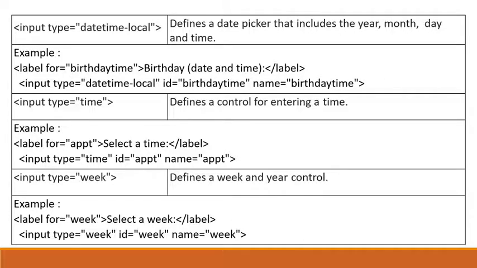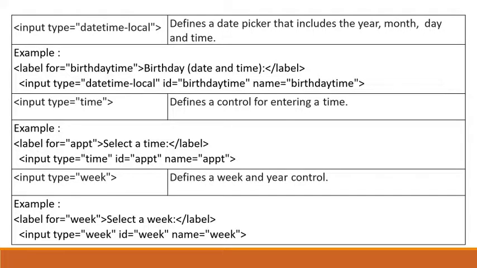Next one is input type equal to time, which defines a control for entering a time, in the form of hours, minutes and seconds. So here again, label for appointment, select a time, slash label. Input type is equal to time, ID is equal to appointment, name is equal to APPT, that is appointment.